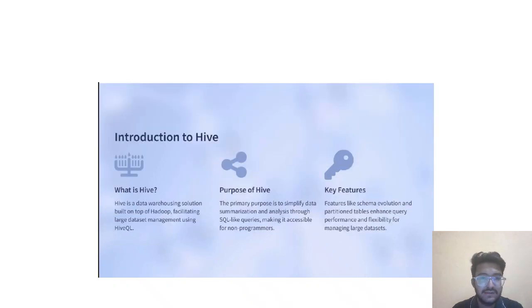And the next slide is introduction to Hive. What is Hive? Hive is a data warehousing solution built on top of Hadoop, facilitating large dataset management using Hive HQL. The purpose of Hive is to simplify data summarization and analysis through SQL queries, making it accessible for non-programmers. Key features like schema evolution and partition tables enhance query performance and flexibility for managing large datasets. Architecture overview: Hive architecture has four major components.